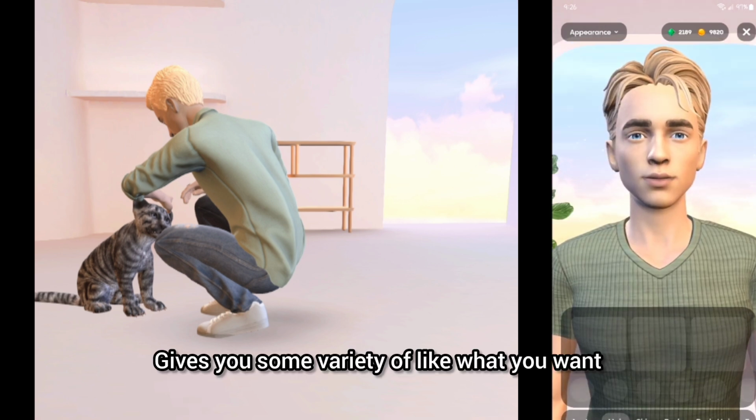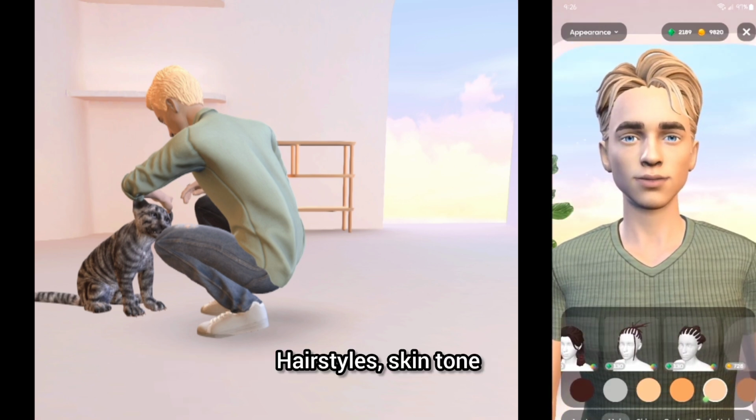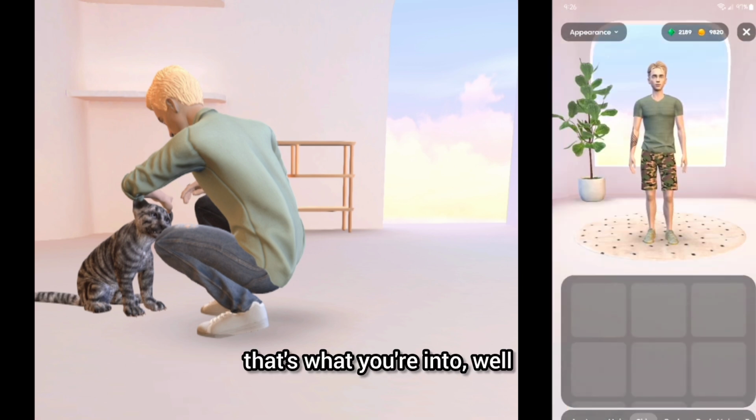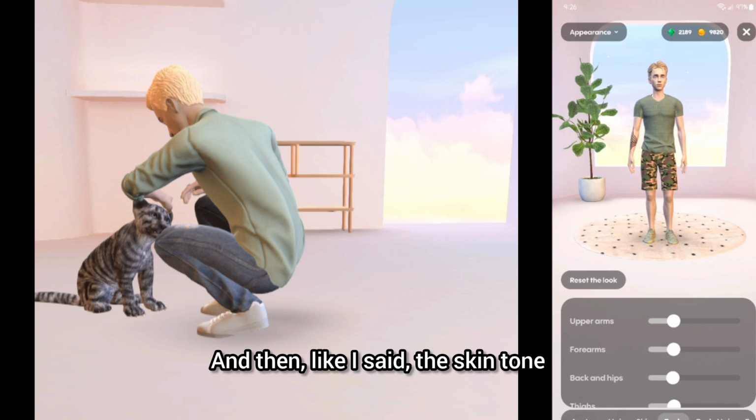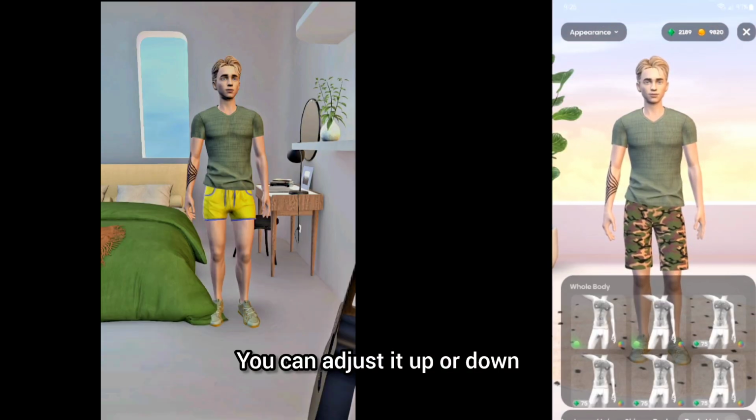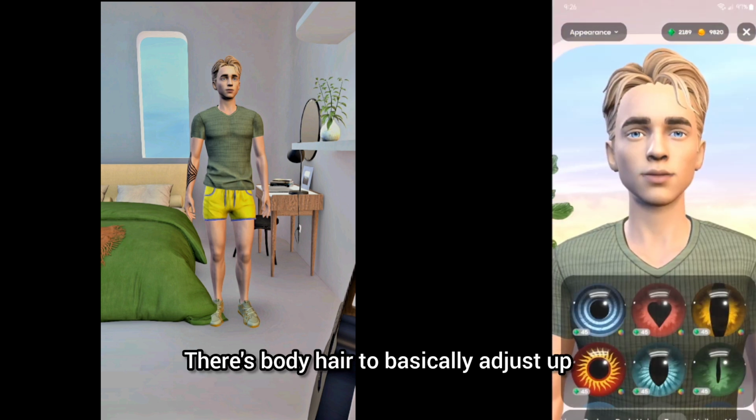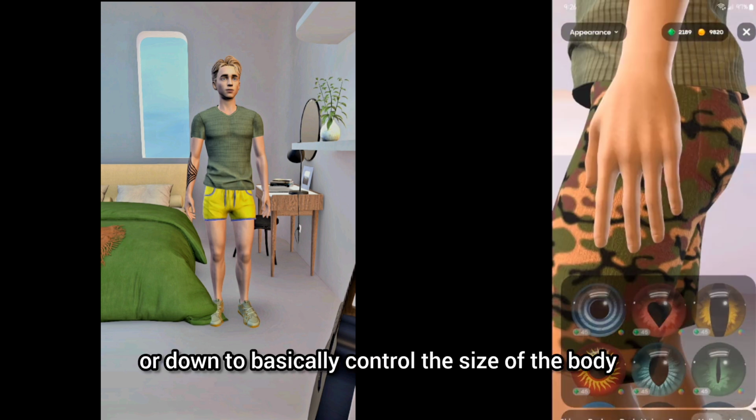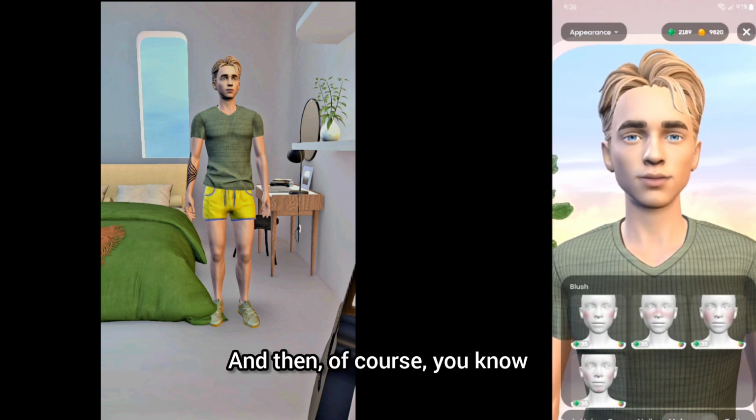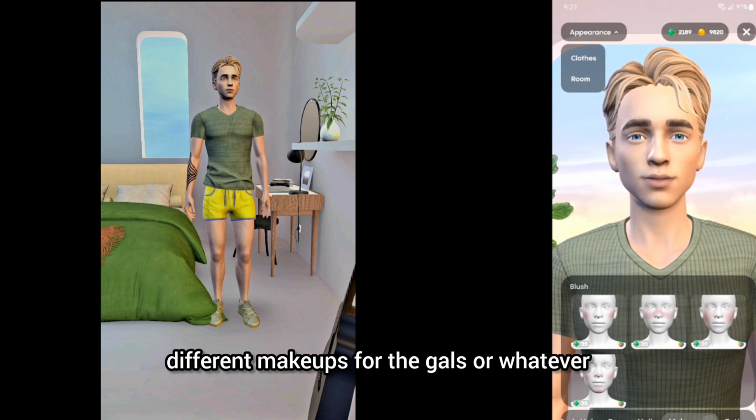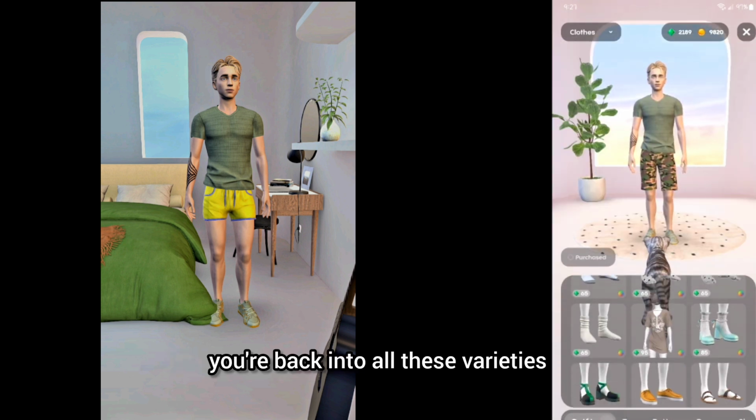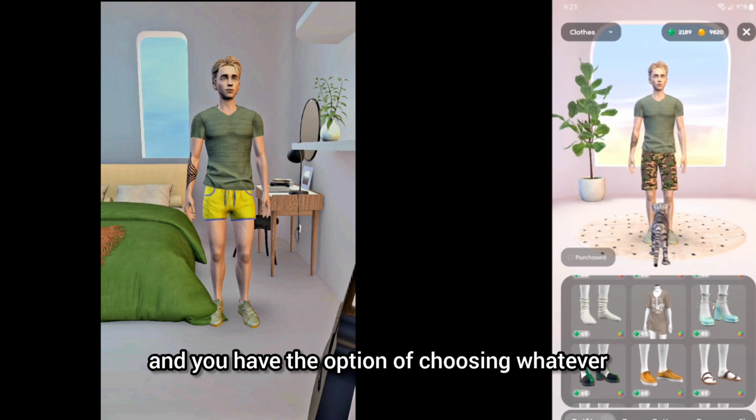Gives you some variety of what you want, hairstyles, skin tone. Some of these are kind of bizarre, like I said, if that's what you're into. And like I said, the skin tone. Now, these are areas of the body. You can adjust it up or down. There's body hair to basically adjust up or down to control the size of the body, whether they're husky or thin or whatever. And then, of course, different makeups for the gals or whatever. But basically, you're back into all these varieties, and you have the option of choosing whatever it is that you want.